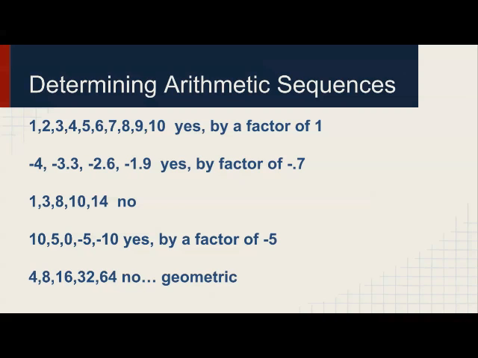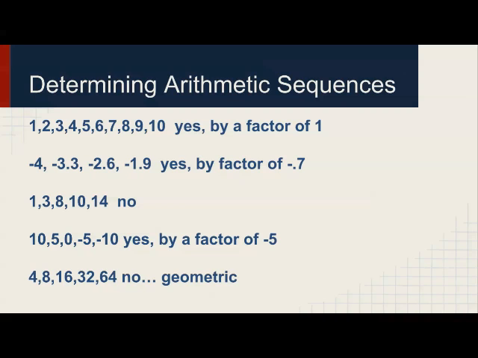Now we're going to look at a couple of different strands of numbers and try to determine if they're arithmetic or not. This first one, 1, 2, 3, 4, 5, 6, 7, 8, 9, 10, yes! That is an arithmetic sequence because it increases by 1 each time. This next one, -4, -3.3, -2.6, -1.9. Yes, it is indeed an arithmetic sequence because it increases by 0.7 each time.